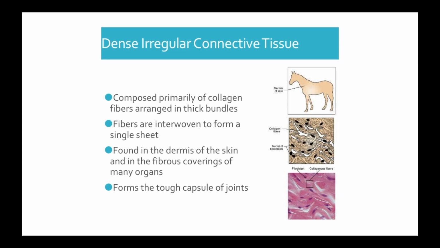Dense irregular connective tissue is composed primarily of collagen fibers arranged in thick bundles. The fibers are interwoven to form a single sheet, and it's found in the dermis of the skin and in the fibrous covering of many organs. It forms the tough capsule of joints, so the joint capsule itself.